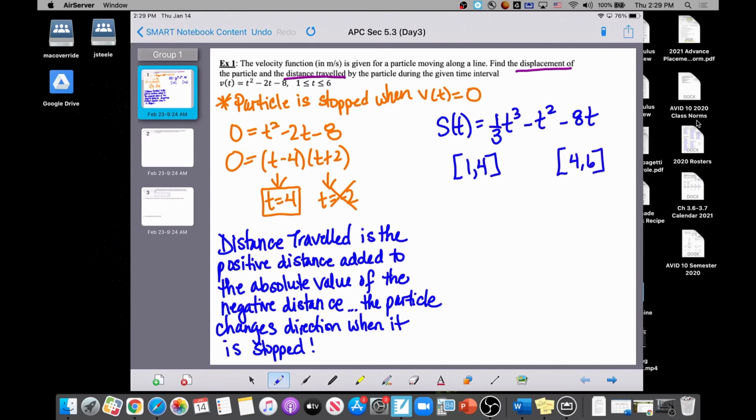And the way that we find these is by plugging 4 seconds and 1 second into our position function to see where the particle is at that time. So again, this is going to be the absolute value of s of 4 minus s of 1. When you plug 4 into our position function, our s of t, you're going to get 4 cubed, which is 64, times 1/3, minus 4 squared, which is 16, minus 8 times 4, which would be negative 32. You do the math there, and you end up with negative 26 2/3.